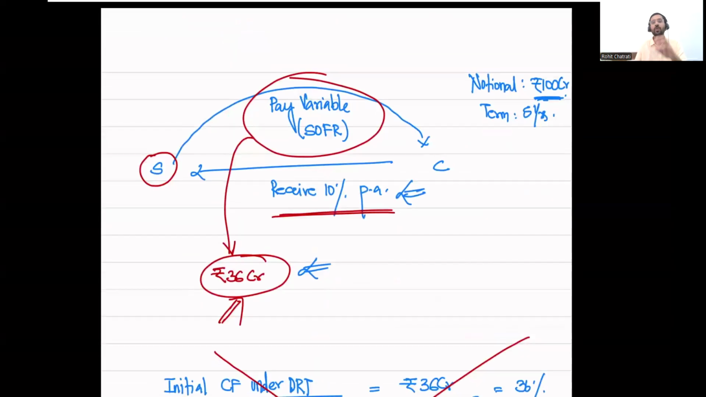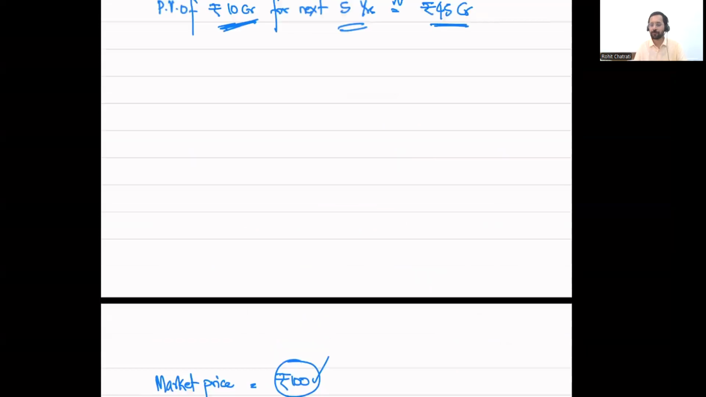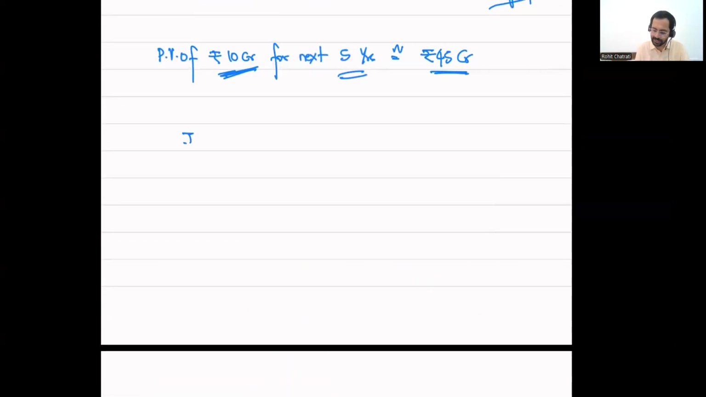Then the question is, how are we going to actually account for it? We will account for it as if we purchased an annuity, and the journal entry for that will basically be investment in annuity. We have basically purchased an annuity, so it will be investment in annuity debit of 36 crores, and we credit cash of 36 crores.